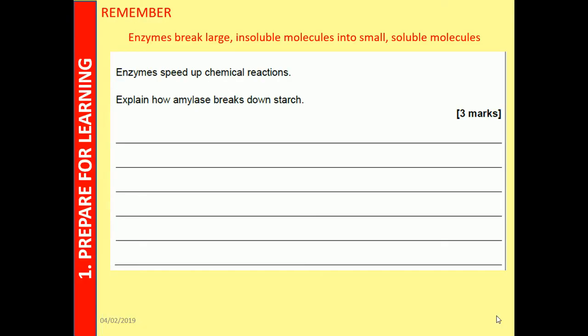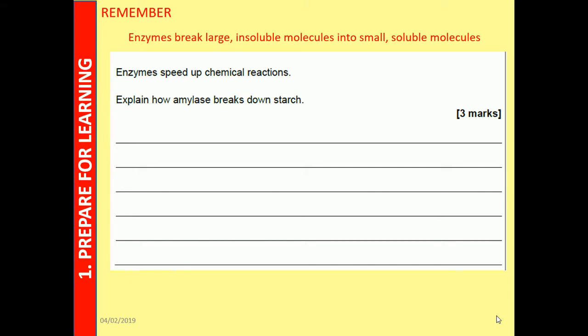Second question. Enzymes speed up chemical reactions. Explain how amylase breaks down starch. Now this question could come up on any paper. Triple, double, higher or foundation, it could come up anywhere. Let's have a look at what we need to say. I think we're probably going to have to say something about the active site.